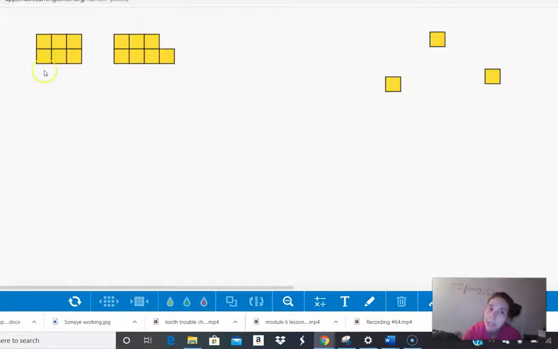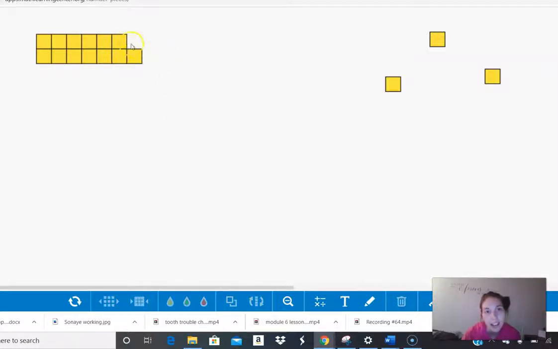Now, if we combine 6 plus 7, will we get an odd or even number? What do you think? Let's combine them together and see. So 6 plus 7 is going to give us a total of 13.